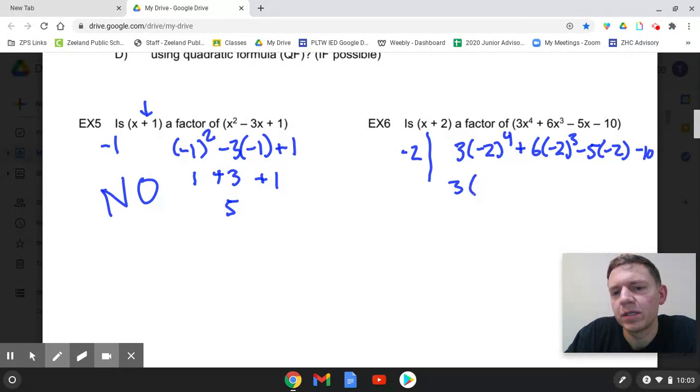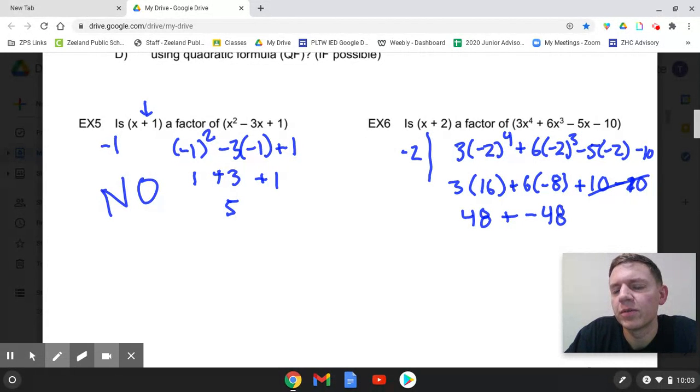So 3 times 16 plus 6 times negative 2 to the third, which is negative 8. Negative 2 times negative 2 times negative 2. Trust me, you can plug it in your calculator. Well, negative 5 times negative 2 is a positive 10. Minus 10. Well, look at that. Those will cancel. Now I just have to do some math. 3 times 16, I think that's 48. 6 times a negative 8, well, that's a negative 48. 48 plus negative 48, that's 0.